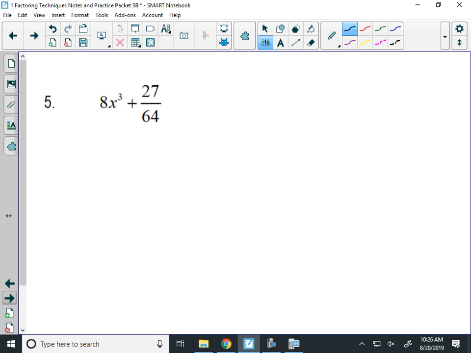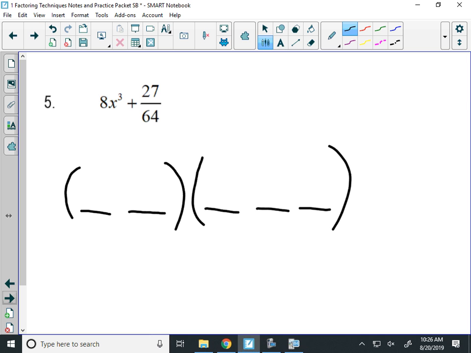Okay, 8x cubed plus 27 over 64. It just looks gross because of the fraction. It'll be okay. So 2 blanks, 3 blanks. And we had a big blank because that was a fraction. Alright, start with the cubed root. The cubed root of 8x cubed.